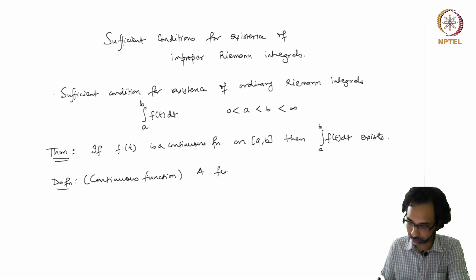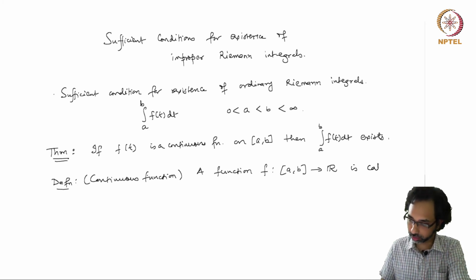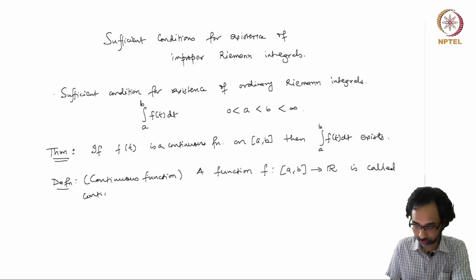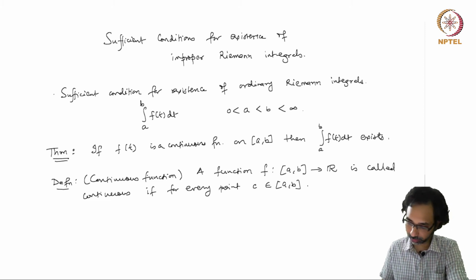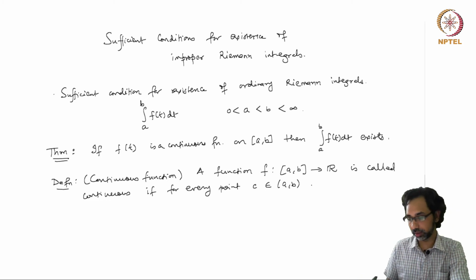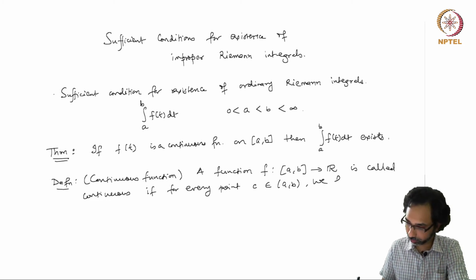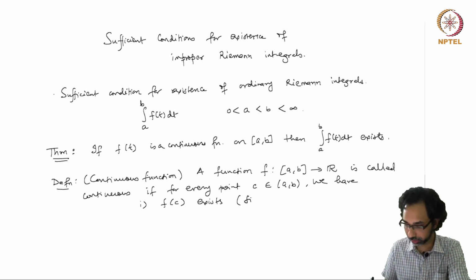A function f which takes real values is called continuous if for every point c in this interval [a, b]. First, let's take it in the open interval (a, b). We have, first, that f(c) exists. Again, exists means it is finite.